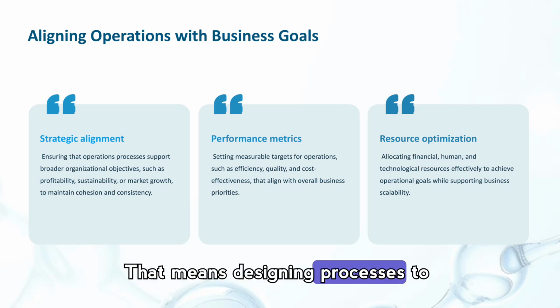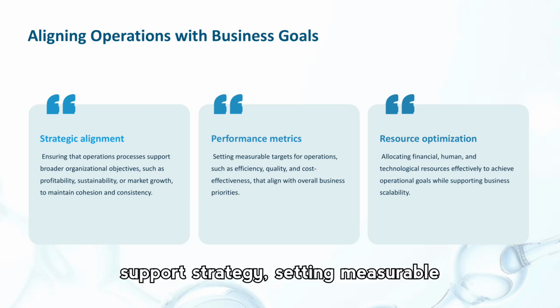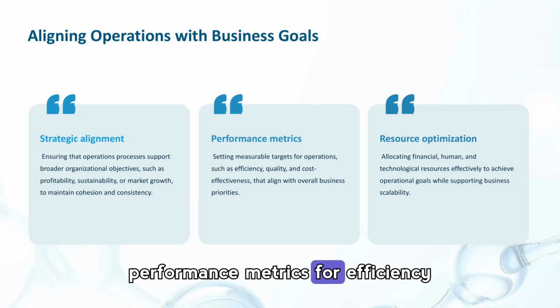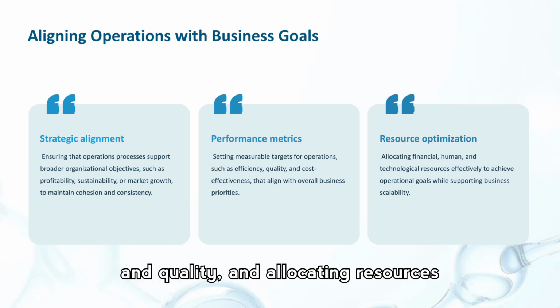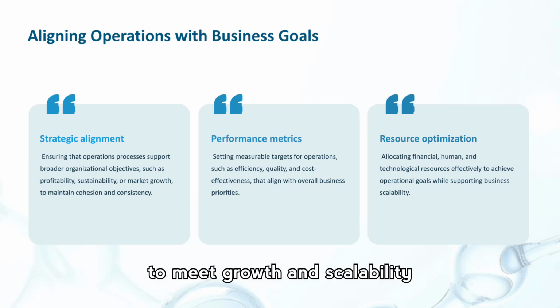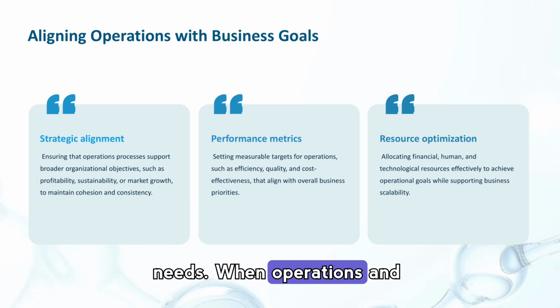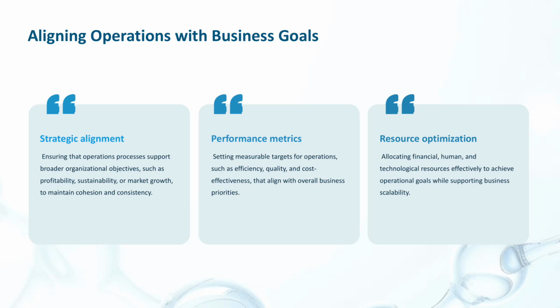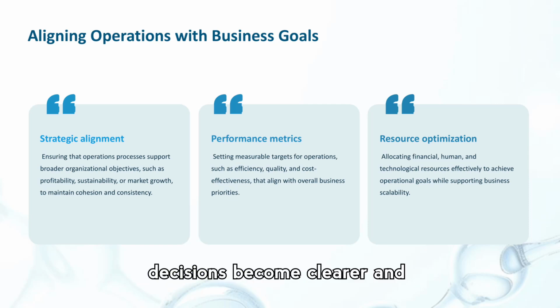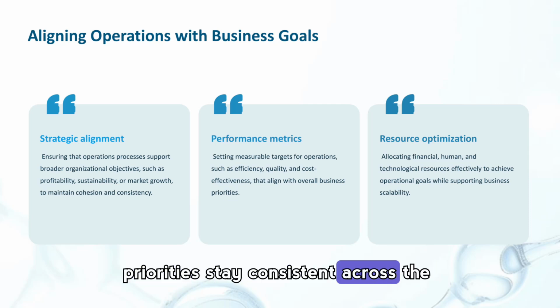To be effective, operations must align with broader business goals. That means designing processes to support strategy, setting measurable performance metrics for efficiency and quality, and allocating resources to meet growth and scalability needs. When operations and corporate objectives are connected, decisions become clearer, and priorities stay consistent across the organization.